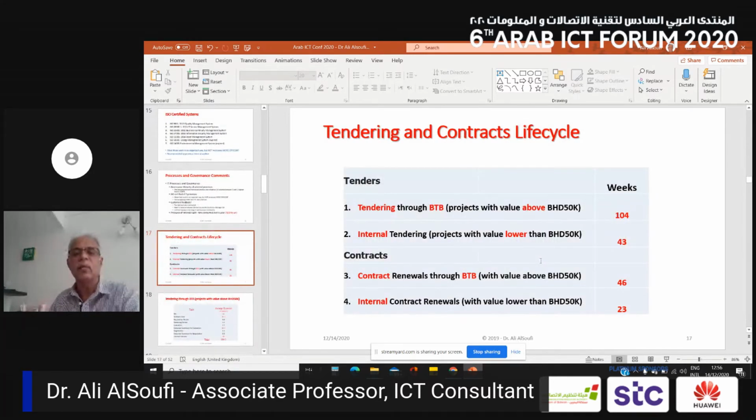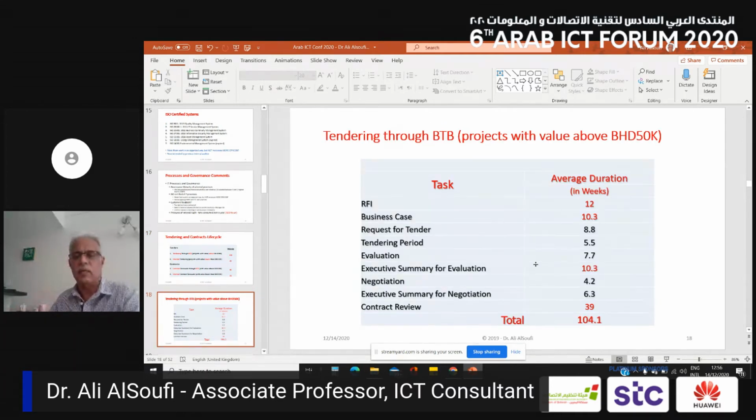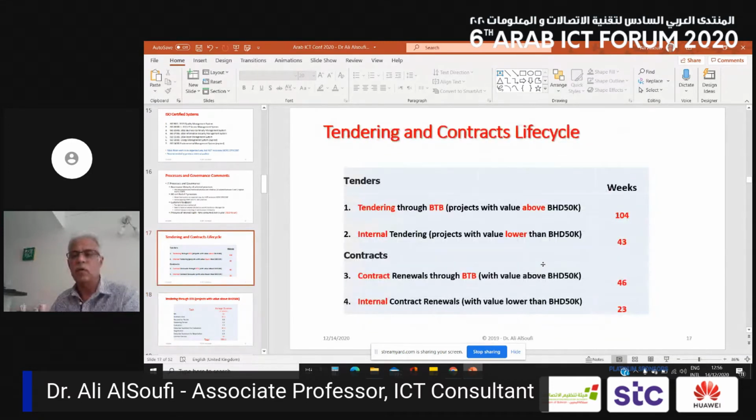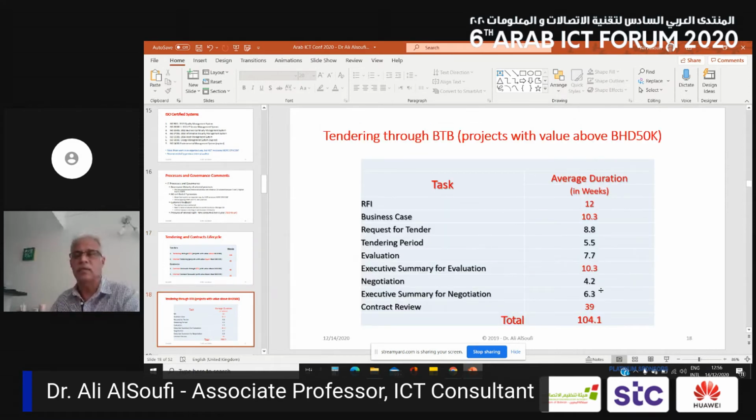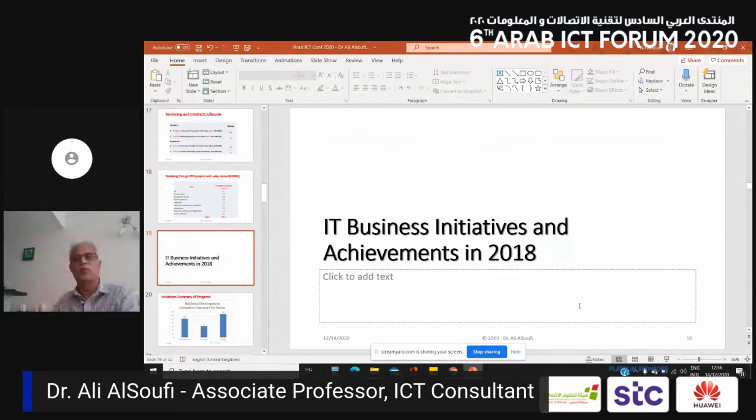So again, these processes are done. Let me look into the other processes, like what's slowing them down. I found that the tender life cycle is so long. If I drill down into one of them, tendering takes like 100 weeks. That's 2 years to do. So there is some problem here. We have a problem in processes.